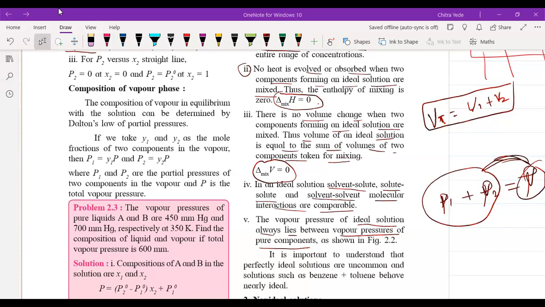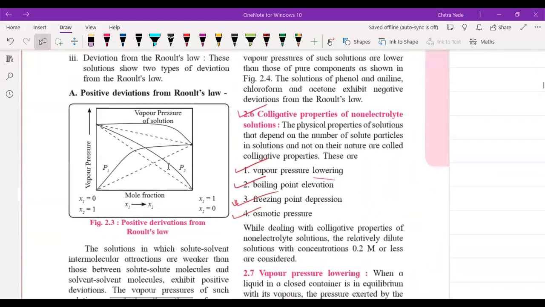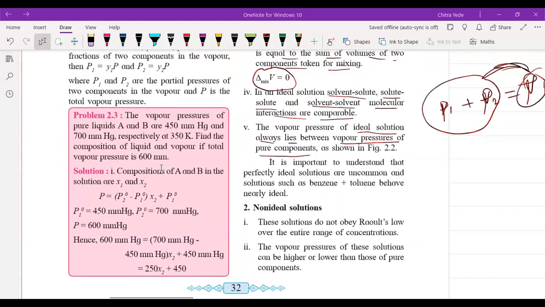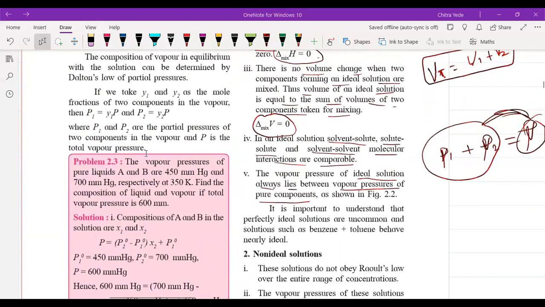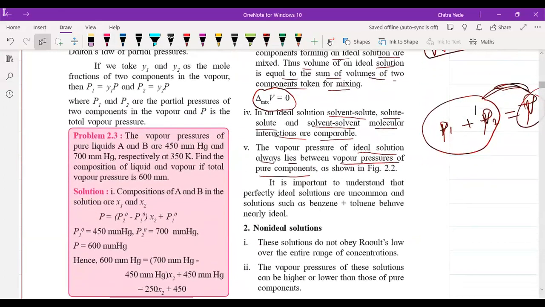Repetition done, everyone? Yes, sir. Okay.